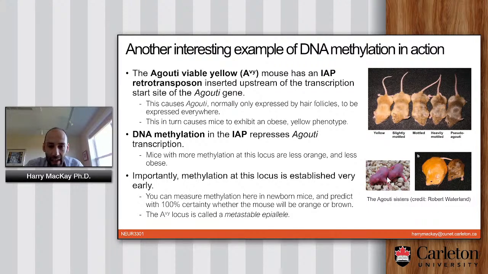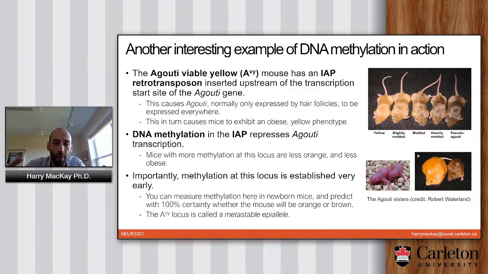These two are genetically identical. The only difference between these two is the level of methylation at this agouti locus. So one little spot, if you measure the methylation there, you'll tell with complete certainty what color the mouse is going to be, even before you can tell the fur. If you were to just take a drop of blood from both these mice, you would know which was going to be the yellow one and which was going to be the brown one.